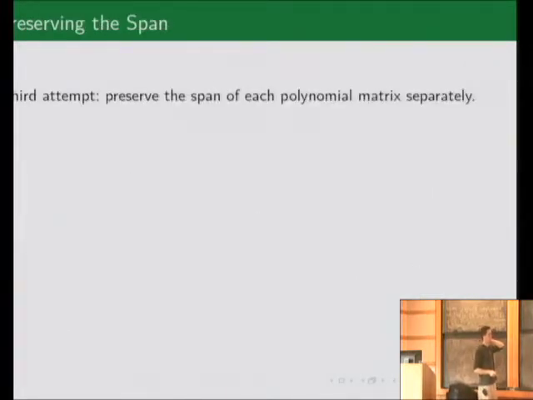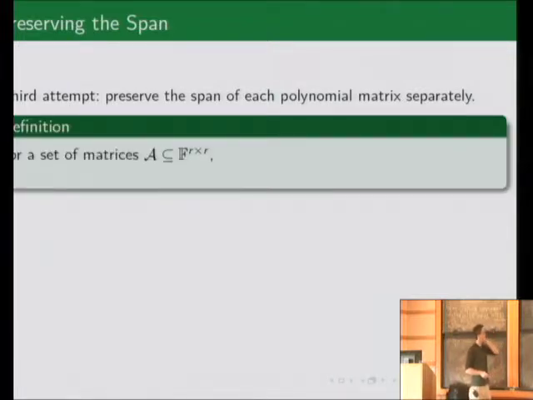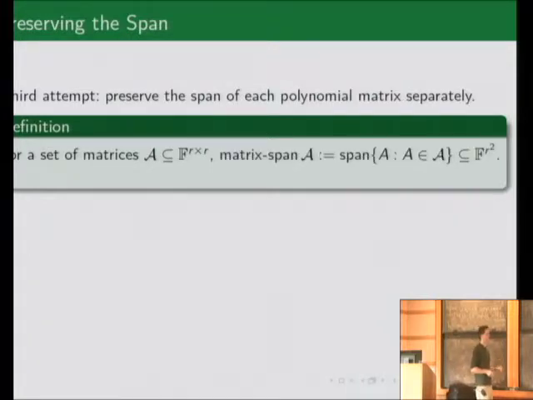And what we're going to do is preserve the span of each polynomial matrix separately. To do that, I need to define what I mean. Suppose you have a set of matrices, curly A. We're going to define the matrix span of A to be the span of all matrices in A.